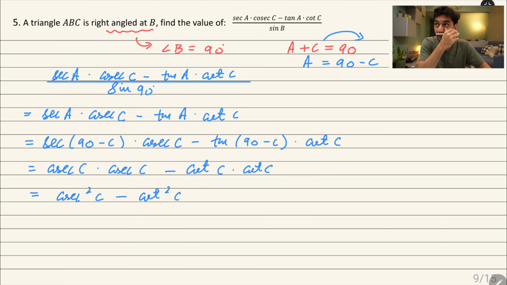Now we know the three identities: sin square theta plus cos square theta is 1, sec square theta is 1 plus tan square theta, and cosec square theta is 1 plus cot square theta. So I'll be using that identity. Cosec square theta is equal to 1 plus cot square theta. If I send the cot square theta to the other side, cosec square minus cot square is basically equal to 1. So the final answer of cosec square theta minus cot square theta will be equal to 1.